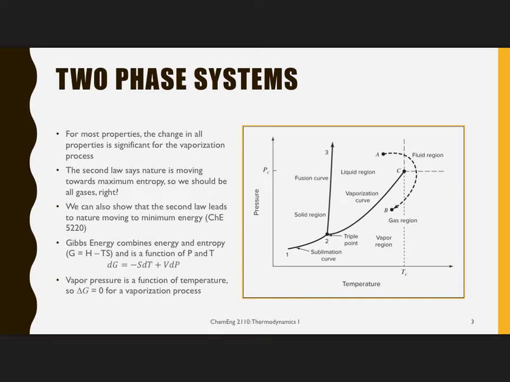So we shouldn't exist. We should all be a gas, right? Okay, but we also can show that the second law leads to nature moves to minimum energy, which would also imply that we're all dead, okay? But we know that we can beat that system because clearly we're all alive and well.